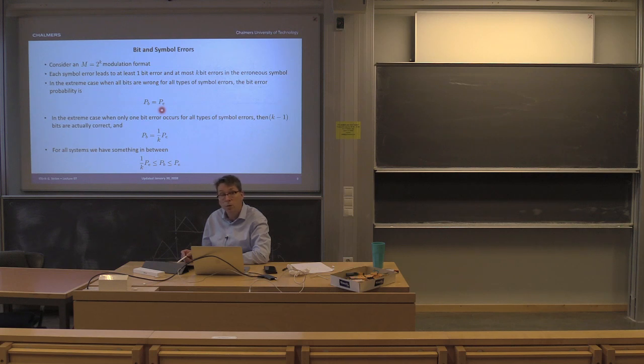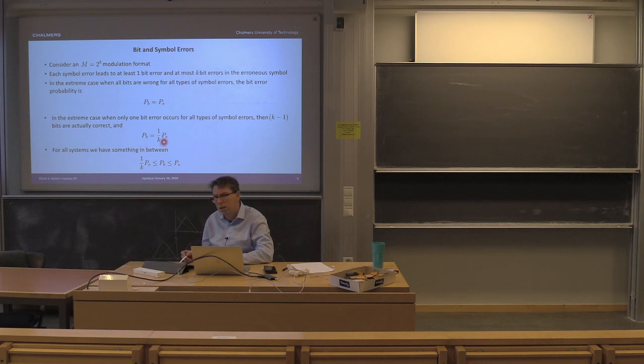So as long as we make a symbol error, then all the bits are wrong. And then if you think a little bit about it, it means that the probability that the bit is wrong is equal to the probability that the symbol is wrong. Now in the other extreme case, when only 1 bit error occurs for the symbol errors, then k minus 1 bits are actually correct. So it means that the bit error probability is only 1 over k times the symbol error rate. So this is the best it can be from a bit error probability point of view.